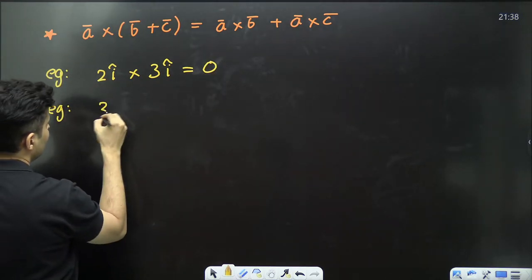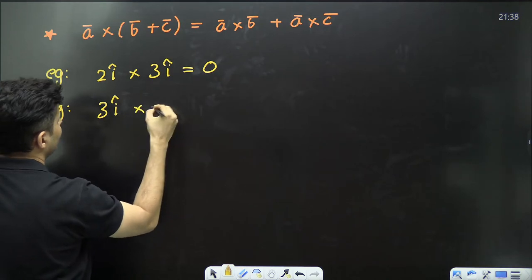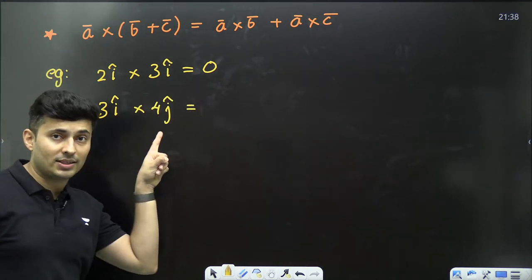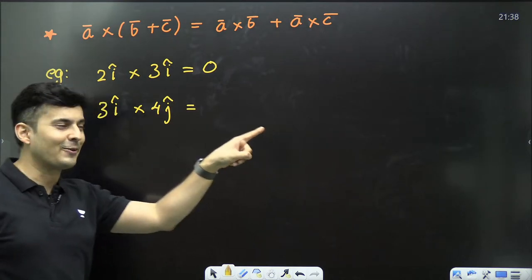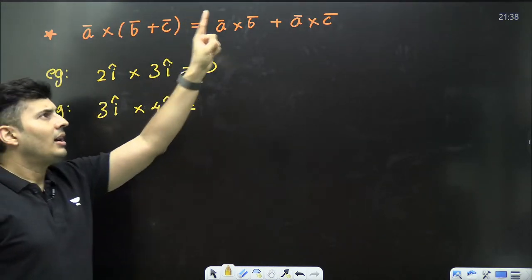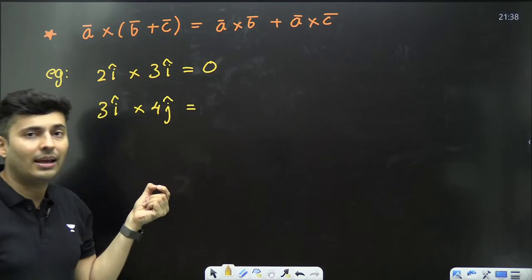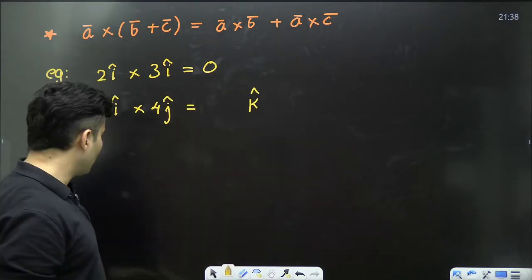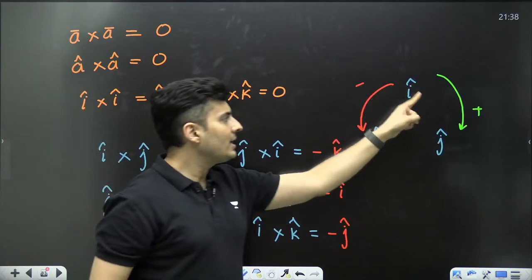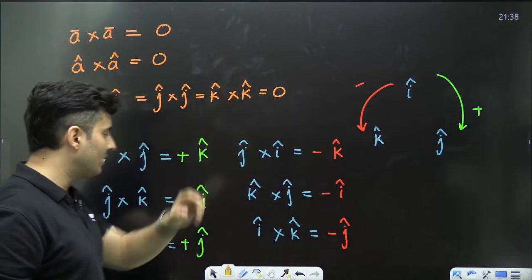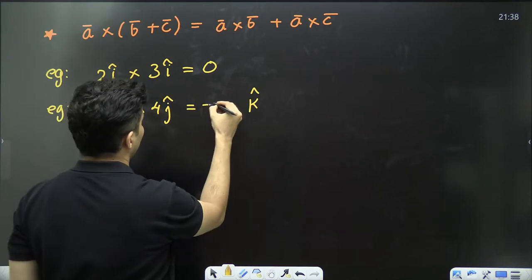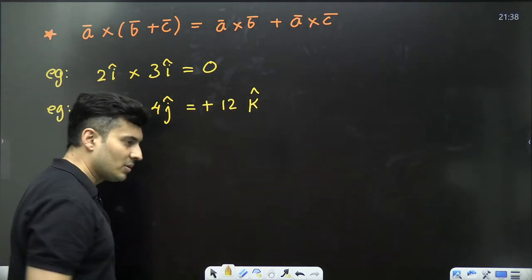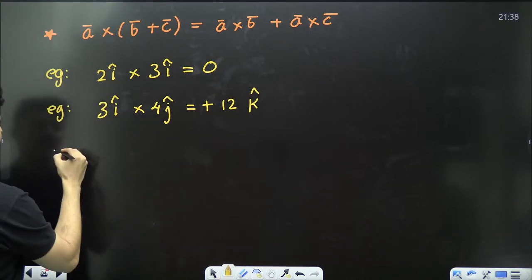Next, 3i cross 4j. This is not dot, this is cross. If this was dot, the answer would have been 0. I J will give me K. I and J are in clockwise direction. Answer is positive, so I'll put plus also. 3 into 4 is 12. So put 12 also. Done. Next question.